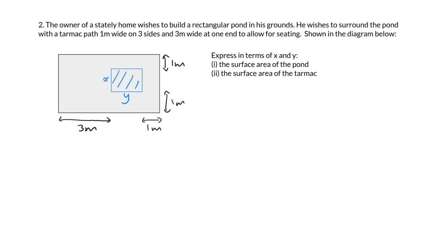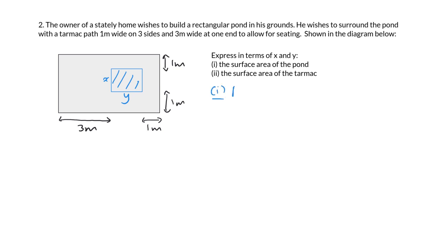Okay, so our second one then. The owner of a stately home wishes to build a rectangular pond in his grounds. He wishes to surround the pond with a tarmac path 1 meter wide on three sides and 3 meters wide on one end to allow for seating, shown in the diagram below. Quite often these questions will involve something to do with area and volume of shapes. So express in terms of X and Y the surface area of the pond and the surface area of the tarmac. So the first one, nice and easy, the pond.